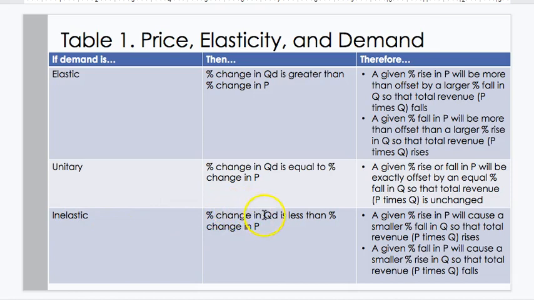For inelastic demand, the percent change in quantity demanded is less than the percent change in price. So for a given rise in price, it will cause a smaller fall in quantity, and that means total revenue, price times quantity, rises. Given a percent fall in price, it will cause a smaller rise in quantity, so total revenue, P times Q, falls.